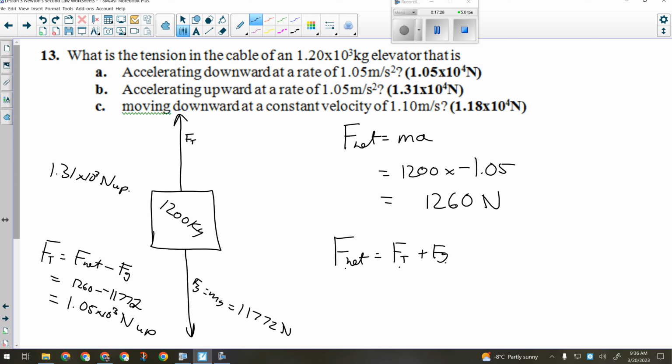The elevator is moving downward at a constant velocity. Does it even matter what that constant velocity is? It doesn't. It doesn't make any difference. The number is only there to throw you off. As soon as you see the words constant velocity, what's the net force? 0. What does that mean about the upward and downward force? They're the same. They have to add up to 0. In order to get a vector sum of 0, my upward force and downward force have to be equal, which is why you get 11,772 newtons, which then rounds to 3 significant digits as 1.18. Okay? Is everybody all right with that?